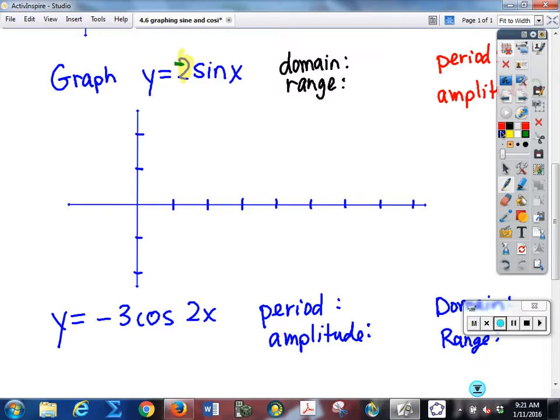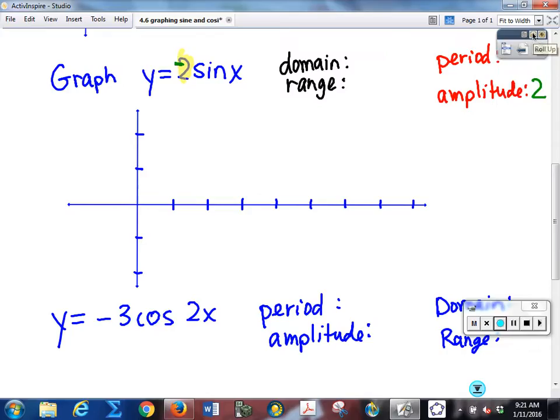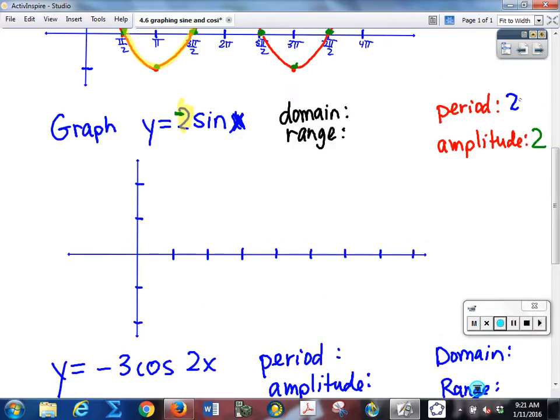The period, I haven't done anything to make it go in and out different with the period. I always get confused between horizontally and vertically. I'm not doing anything horizontally to it. So this one happens to have the period the same. And it's all based on this right here, the x values. So the period on this is still 2 pi. Okay?